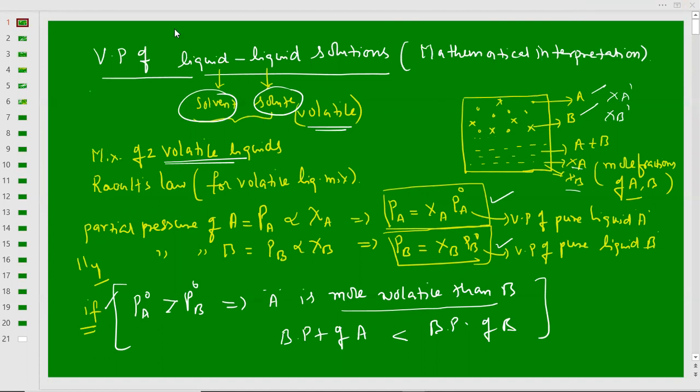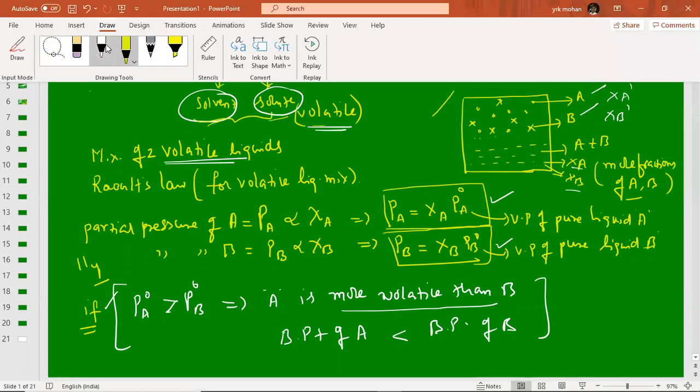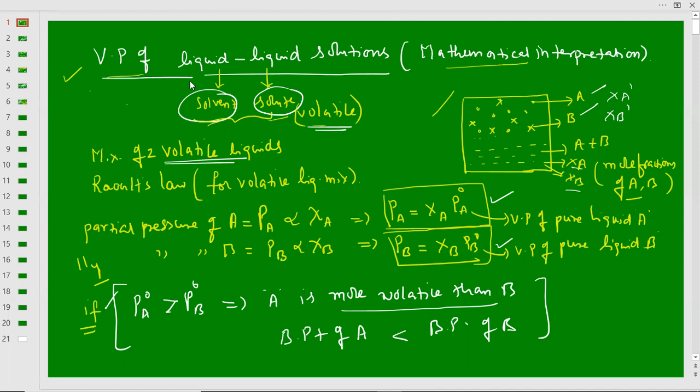See, in this one, first I want to discuss one thing, that is vapor pressure of liquid solutions. Mathematical interpretation: suppose one liquid is solvent, another liquid is solute, both are said to be volatile. Suppose this is the volatile mixture, in which I'd like to take A and B. In this, XA and XB are the mole fractions of A and B in the liquid, and in the vapor state, their mole fractions I am considering XA dash and XB dash.